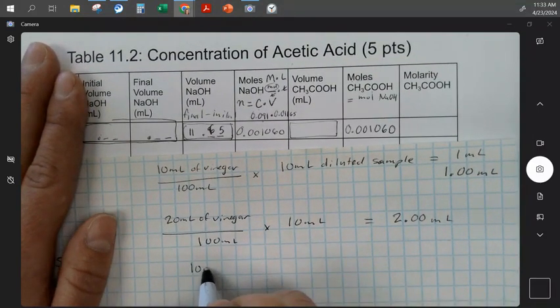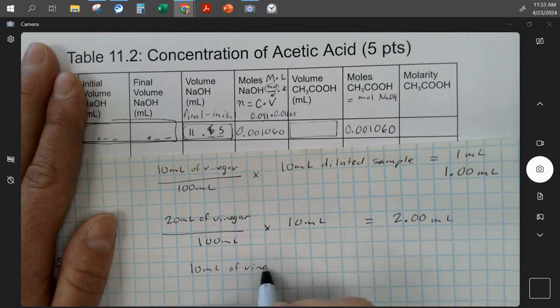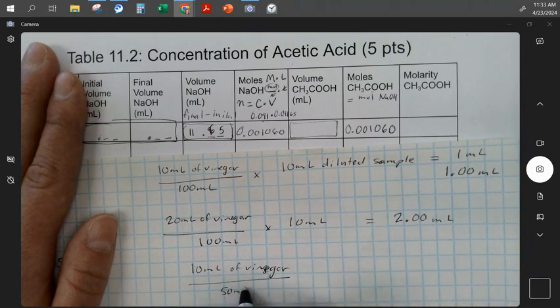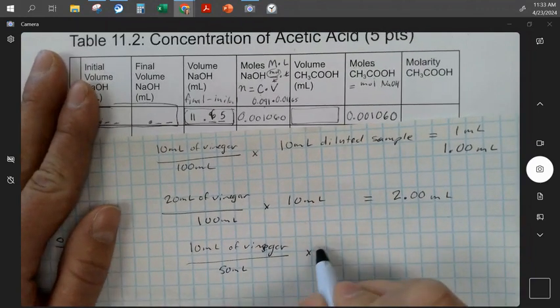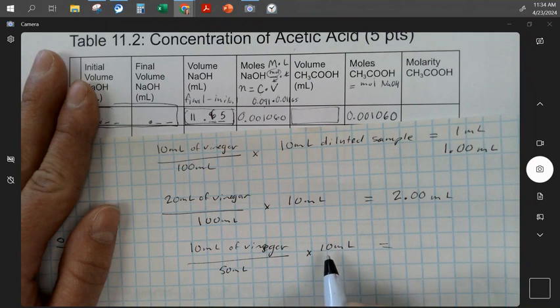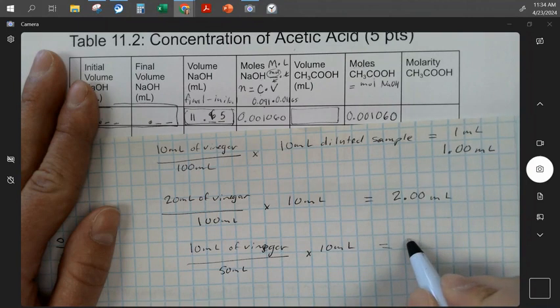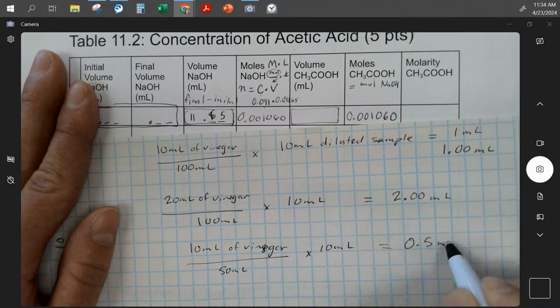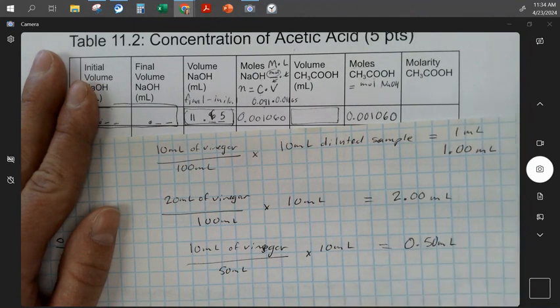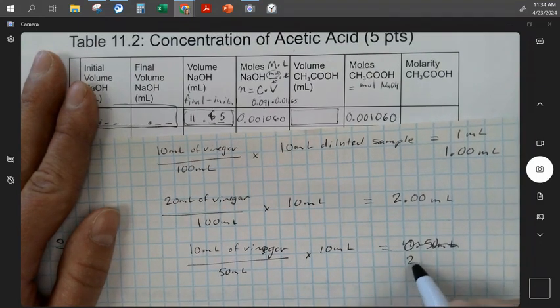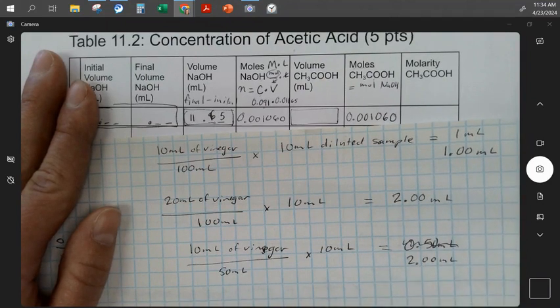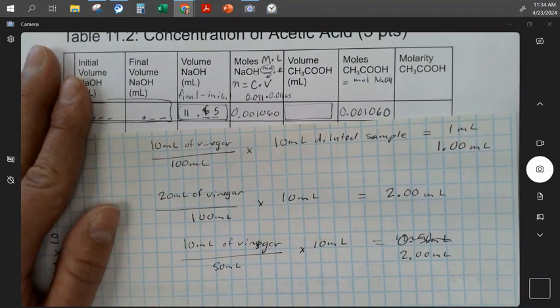So if you take 10 milliliters of vinegar and you put it into a 50 milliliter flask, and then you take 10 milliliters of this sample, 10 times 10 is 100, divided by 50, 2. Is that right? It should be bigger. 5 divided by 50, 2. My calculator says it's 2. I didn't see the 0. Sorry. Oh, no, that's okay. Thank you for double checking.